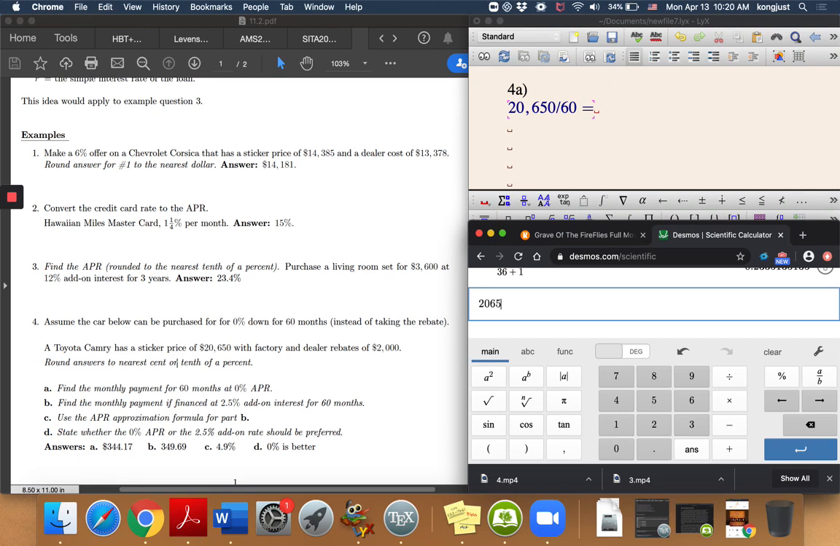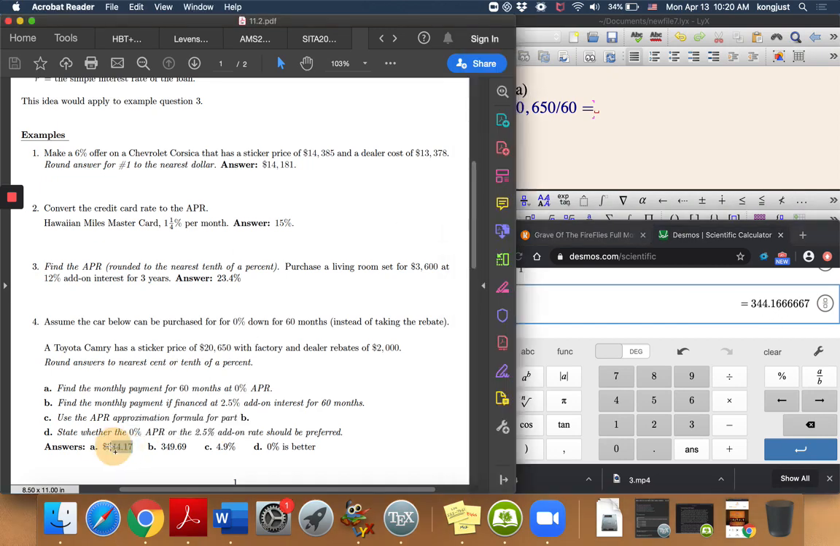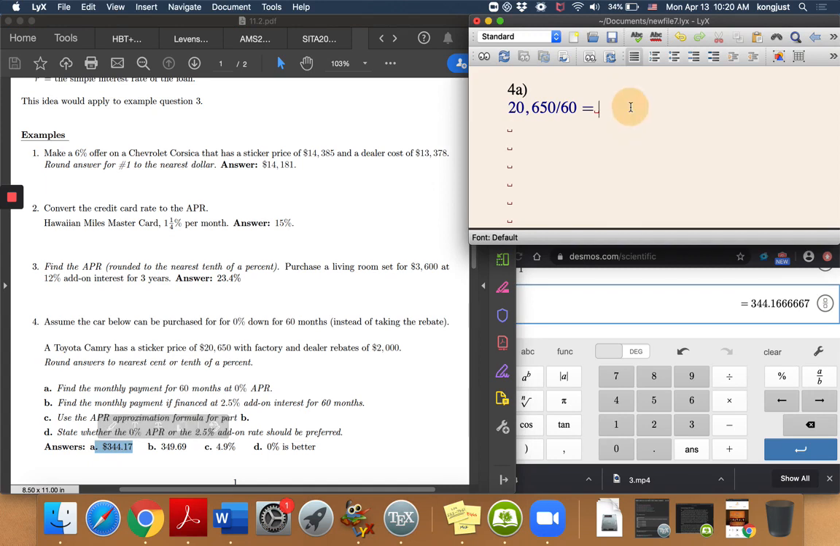Oh, sorry, 650 divided by 60 is $344.17 to the nearest cent. That's this first value here, yeah? Okay, sweet, that matches. Let's just write it down though. 344.17 to the nearest cent.